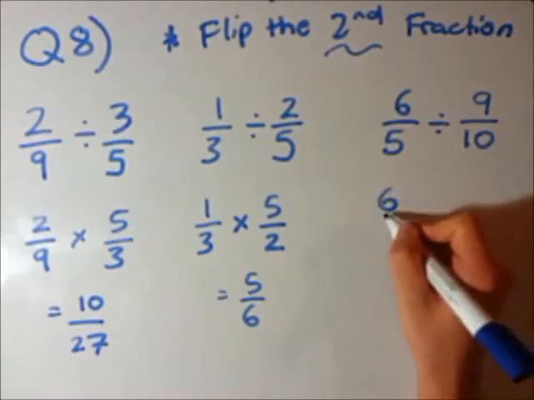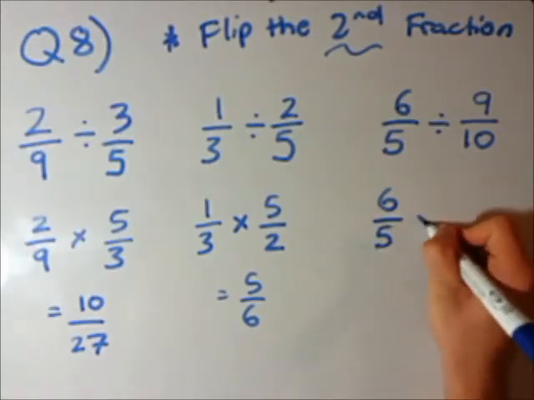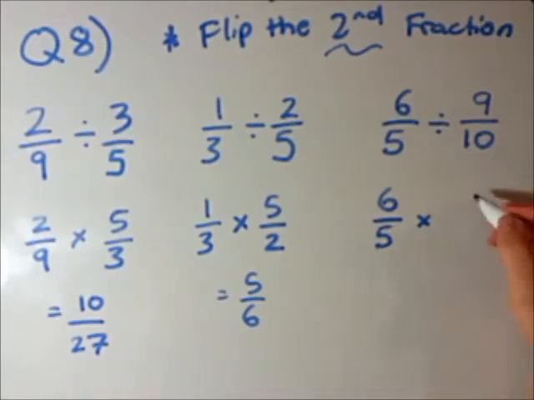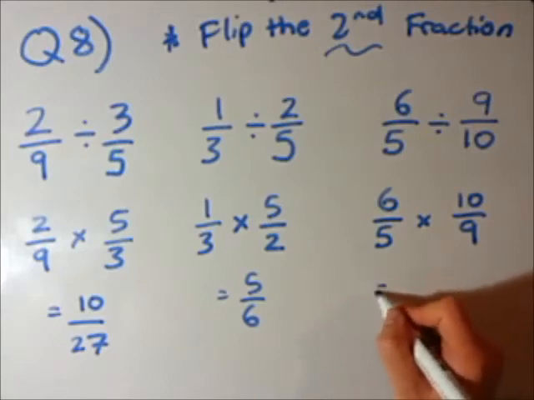Let's have a look at the last one. 6 over 5, sorry. 6 over 5 times, flip the second fraction. Now I can go ahead and multiply top and bottom.